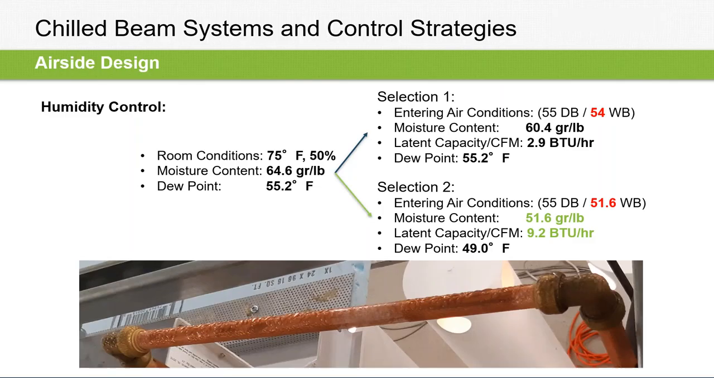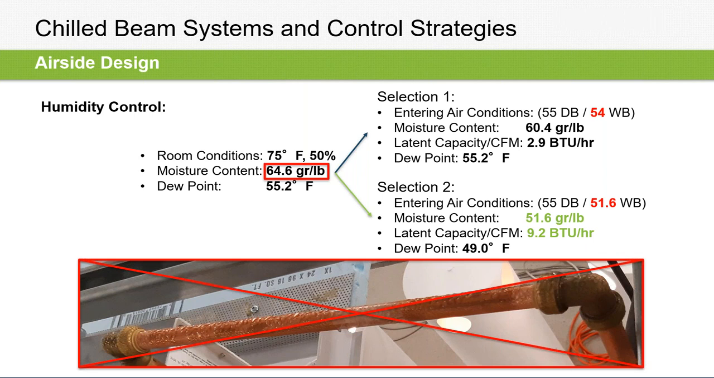So consider an example, a pretty standard starting point of 75 degrees dry bulb and 50% relative humidity. The moisture content in that scenario is 64.6 grams per pound. So essentially that's what you're trying to maintain. That's your set point. And you don't want to go much higher than that on the moisture content in the space. So we want to keep the space at 64.6 at the highest.